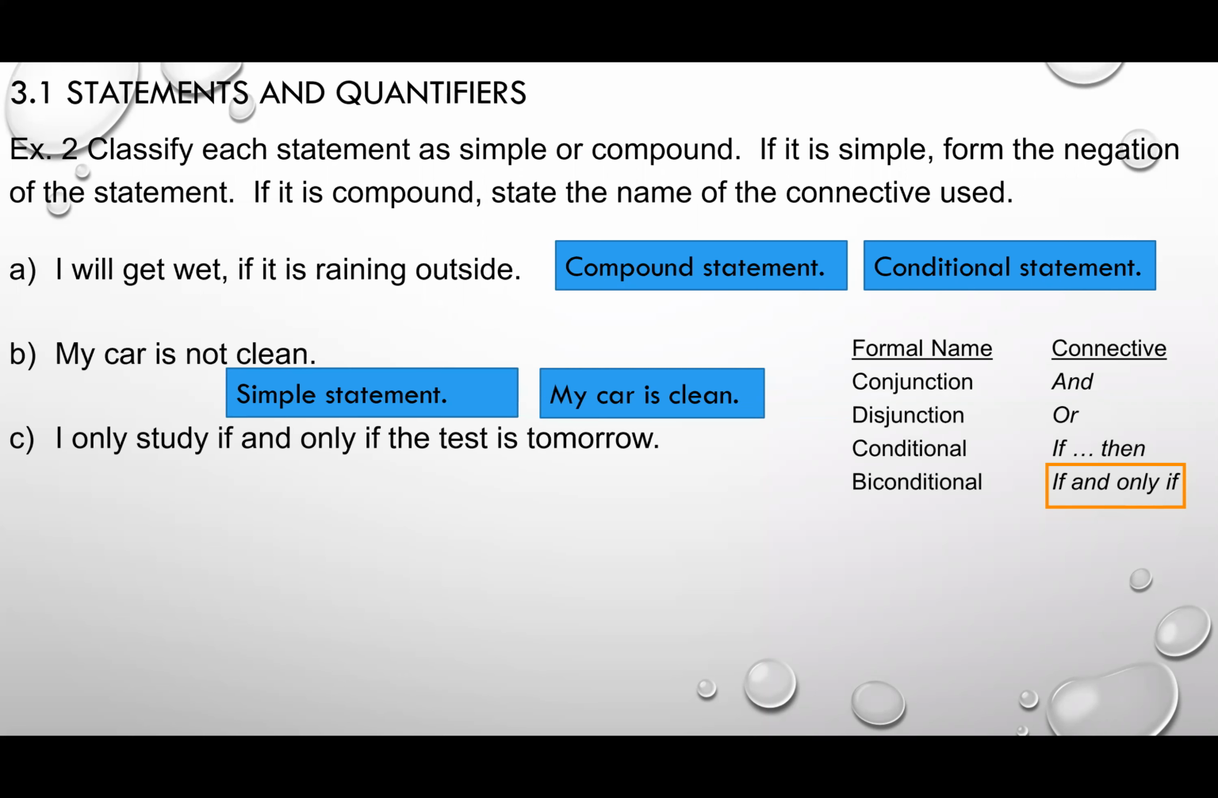And similarly, I only study if and only if the test is tomorrow. Looking at this, again, you can see there are two items. If you recognize that this is your connector, then you see that this is a compound statement. It connects two items: I only study, and the test is tomorrow. And because it's an "if and only if", we know that this is a biconditional statement.